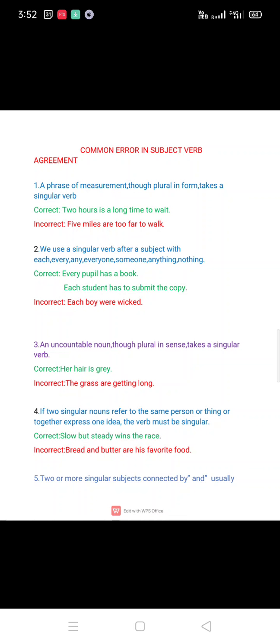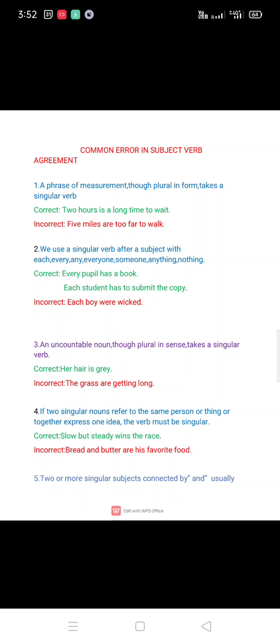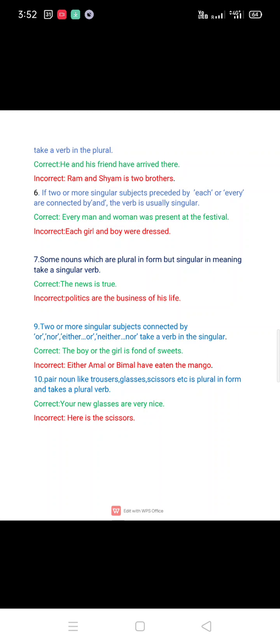Number 5, you can see two or more singular subjects connected by and usually take a verb in the plural. When two or more singular subjects are connected by and, like in the sentence you can see, he and his friend have arrived there. Two singular nouns, he and his friend, connected by and, then the verb must be plural. Here the verb have is used. If we use has, he and his friend has arrived here, the sentence is wrong.